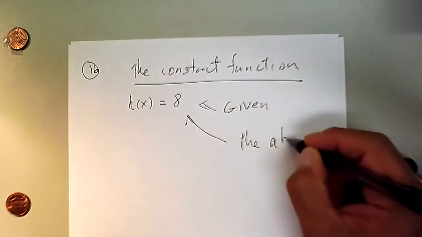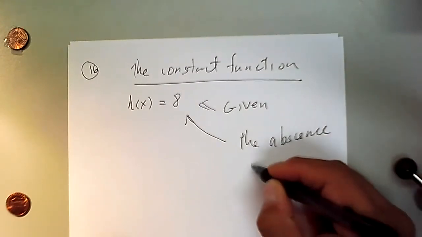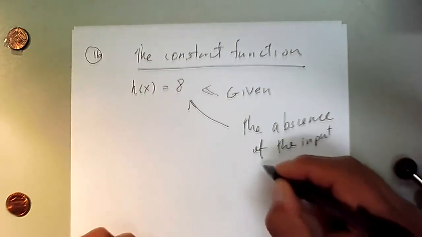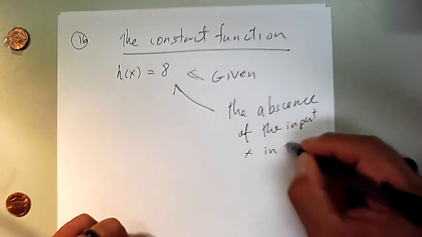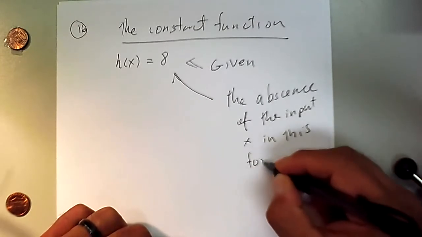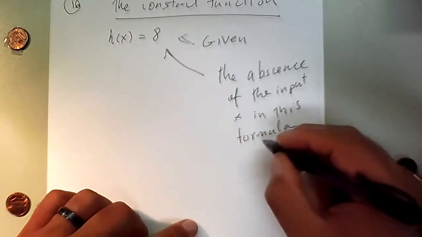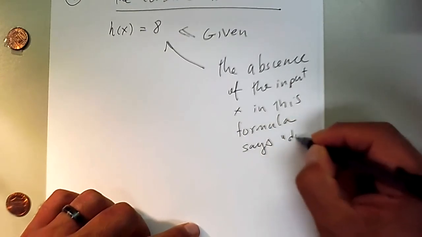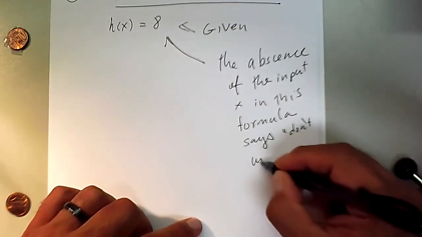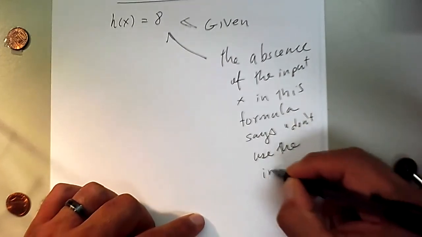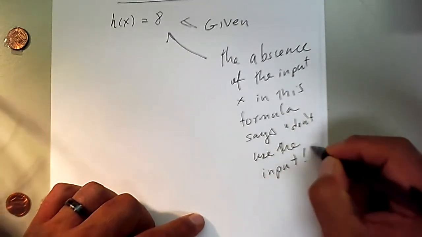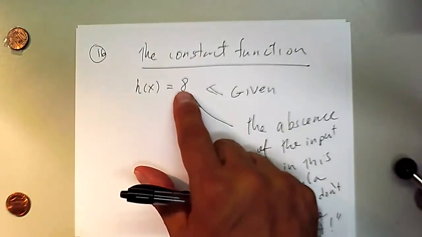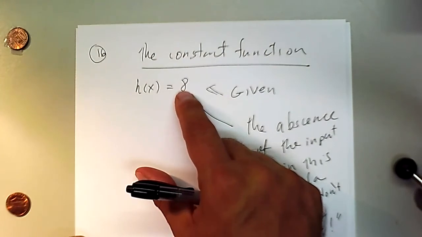So the absence of the input x in this formula says don't use the input. Do not use the input. The output is eternally going to be 8.